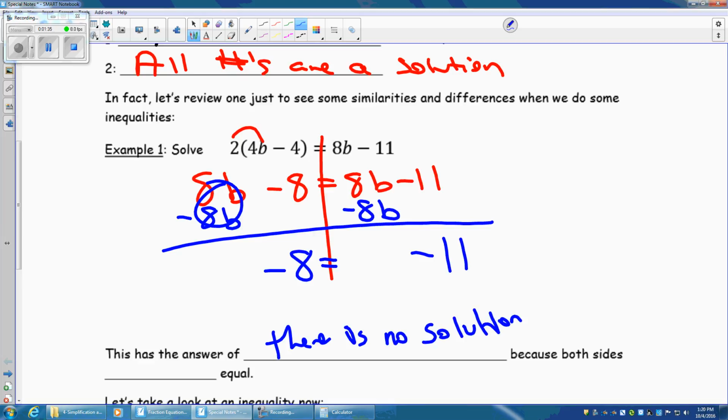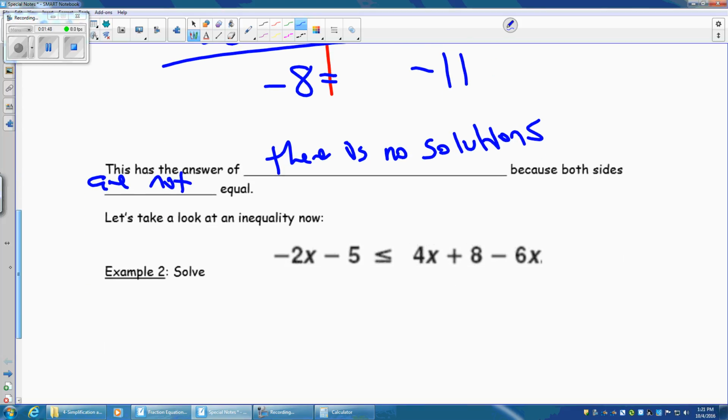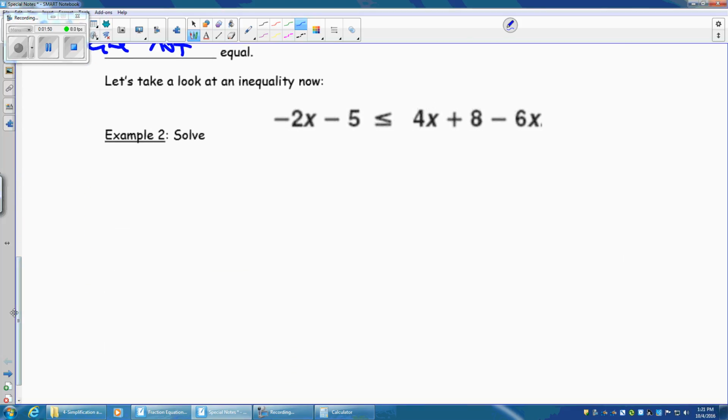And do you guys remember why? Because both sides are not equal. Okay, both of these sides are not equal. Negative 8 is not equal to negative 11. So now that we've done that, let's take a look at this one and see how it's similar and see how it's different.